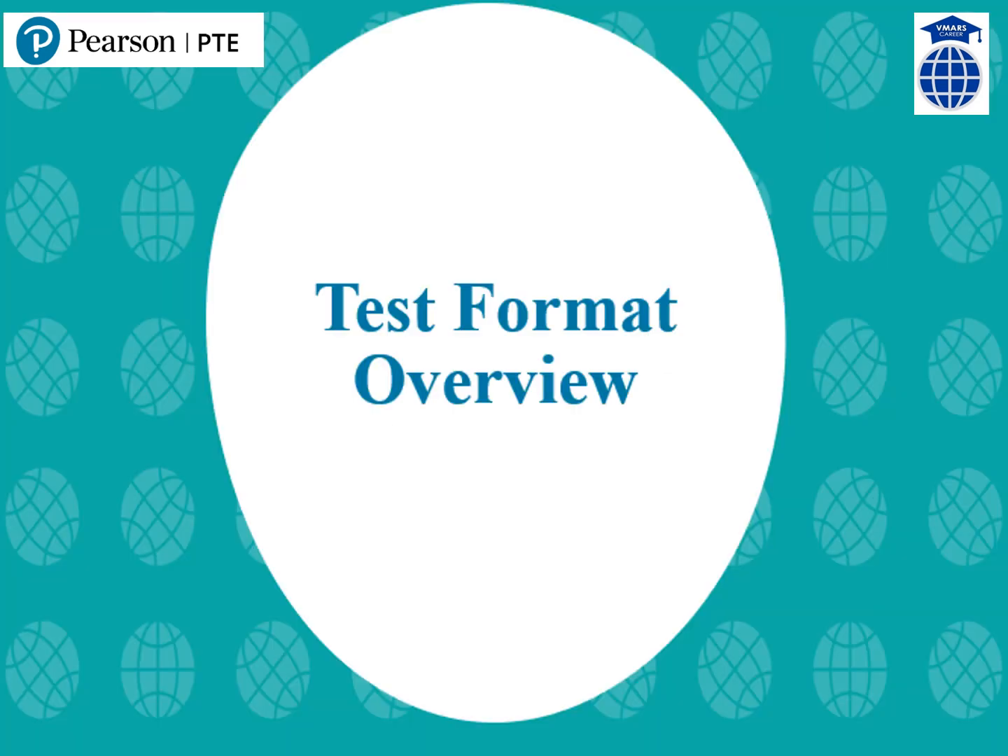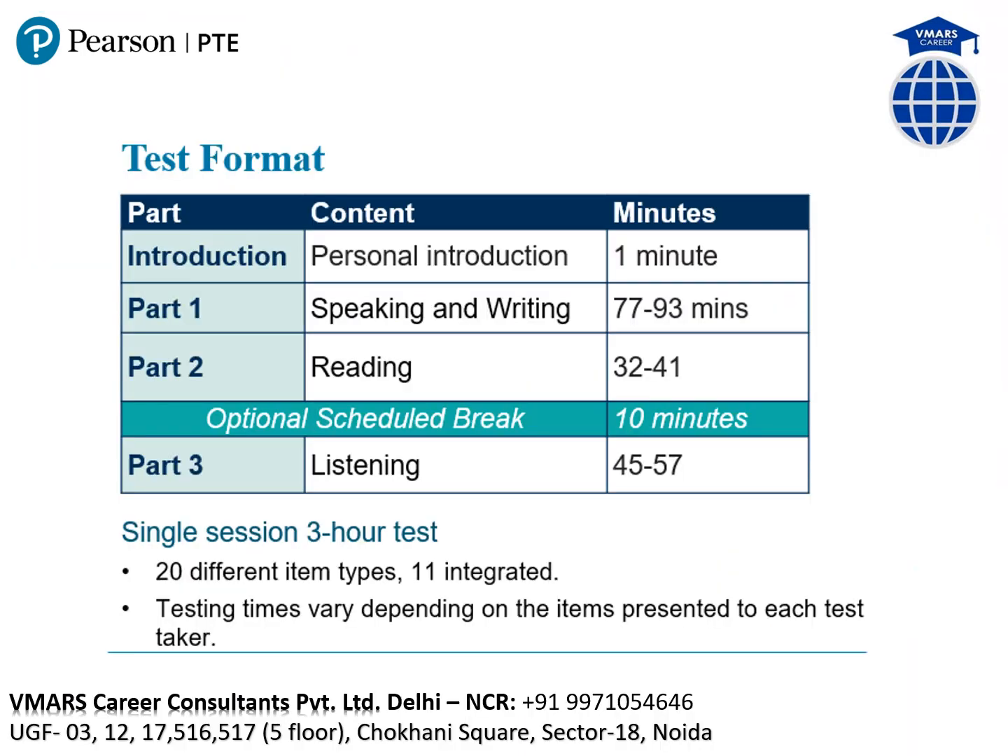Test format overview, let's understand quickly what the test format is. The test format is divided into three parts. First you have the introduction. This is the unscored part. You are going to record your personal introduction of 1 minute, which is unscored, and then your scored section starts, in which we have part 1 wherein speaking and writing is there, and then you appear for your reading.